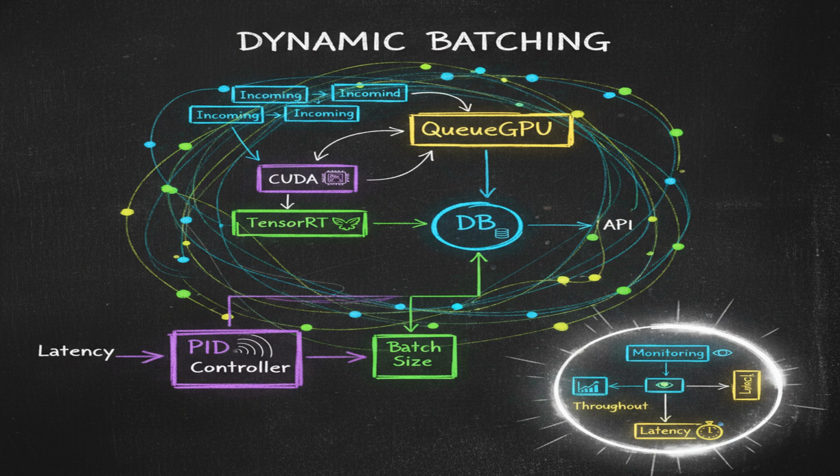We use a PID controller to dynamically adjust the batch size based on observed latency. The PID controller adjusts the batch size by monitoring the latency and adjusting the batch size to maintain a target latency. This is similar to how cruise control works in a car, maintaining a target speed despite changing conditions.